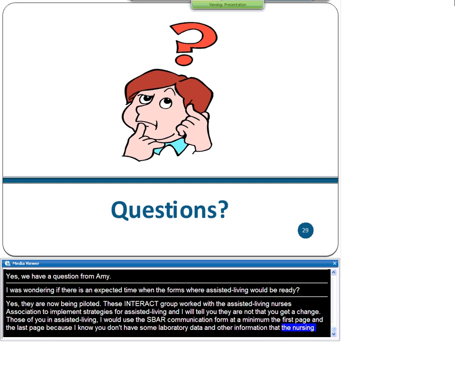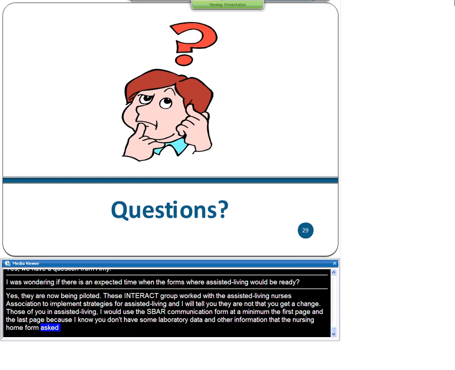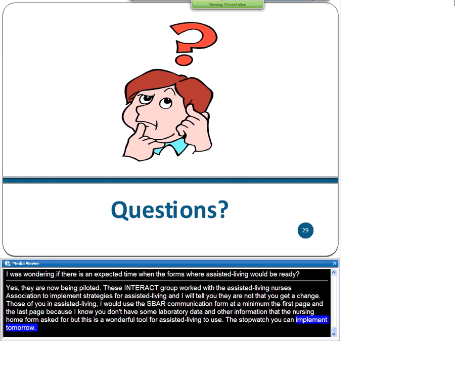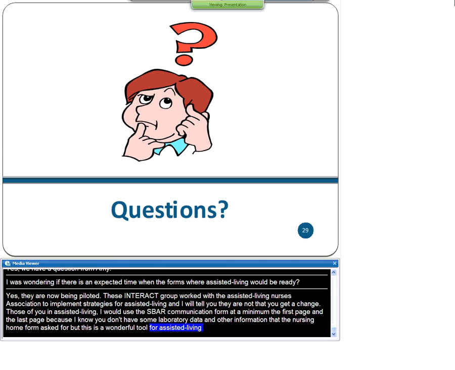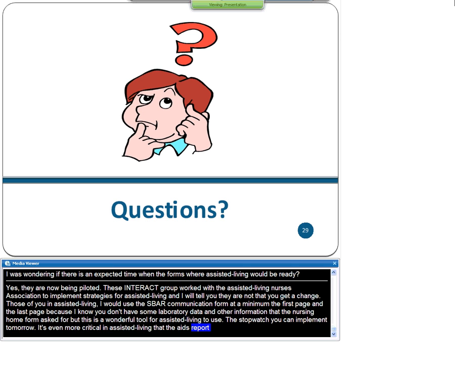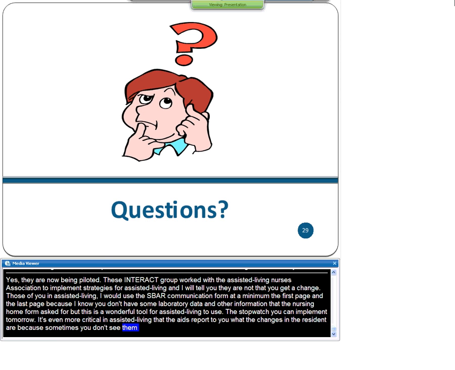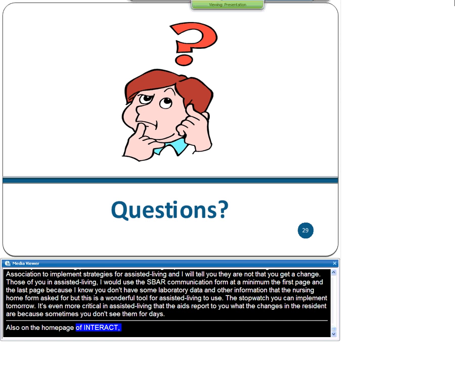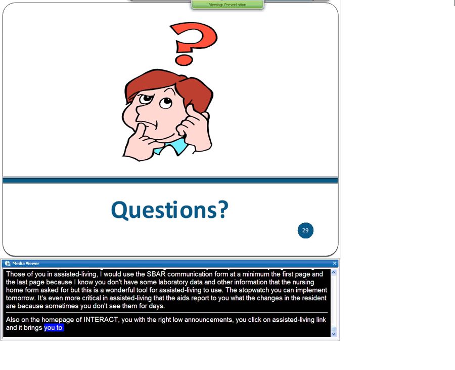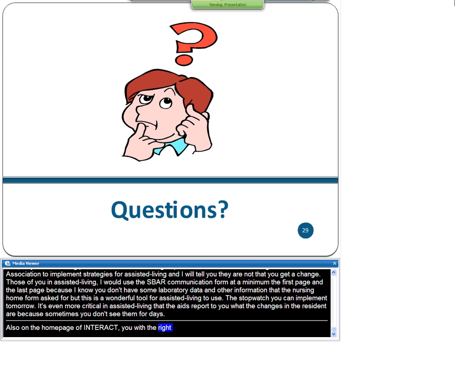The Stop and Watch you can implement tomorrow. It's even more critical in assisted living that the aides report to you what the changes in the resident are, because sometimes you don't see them for days. So that's a critical facet of this. And also on the home page of Interact 2, right below announcements, you just click on the assisted living link, and it brings you to an application where you can submit your information and possibly be selected to be part of the pilot. So that's another opportunity for you to be involved in the new tools.